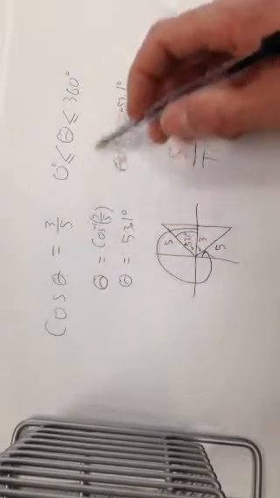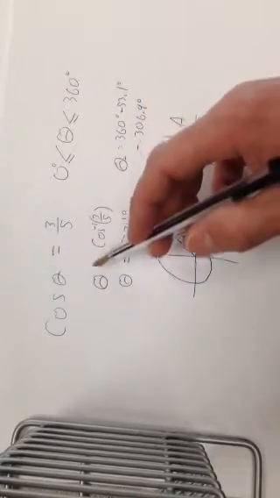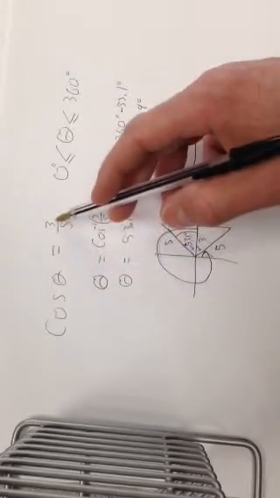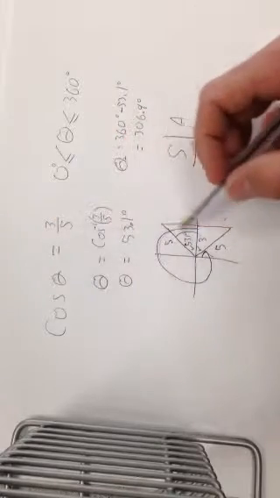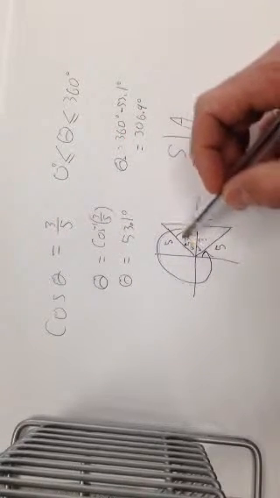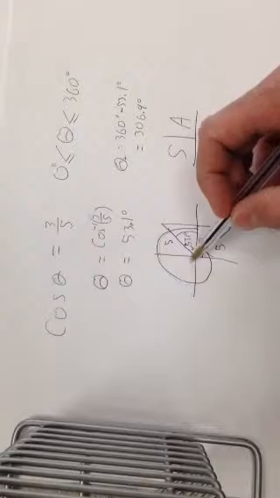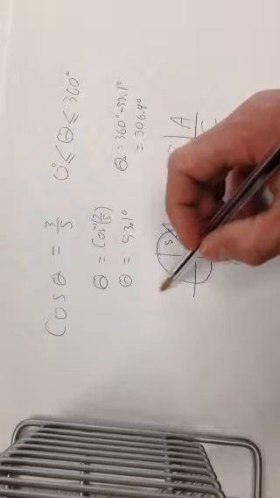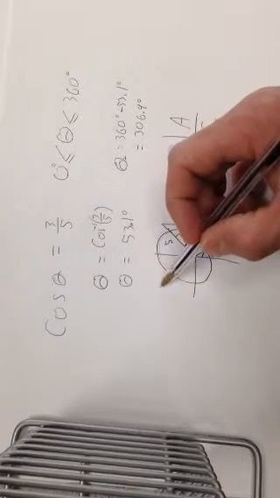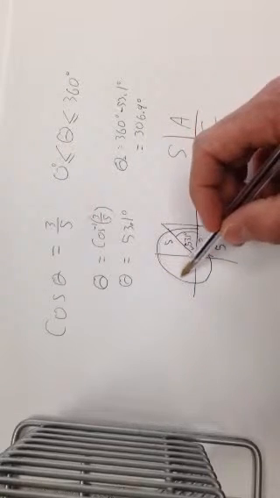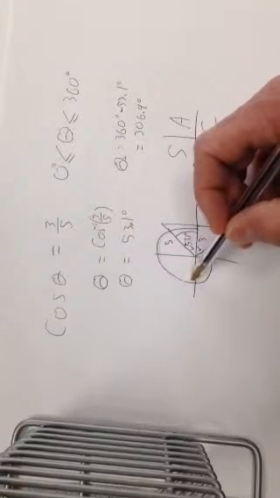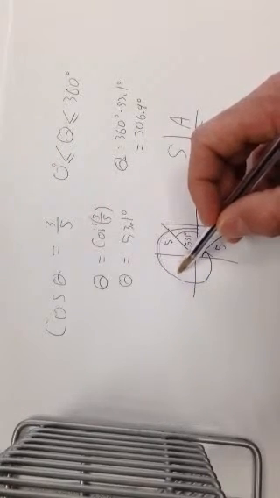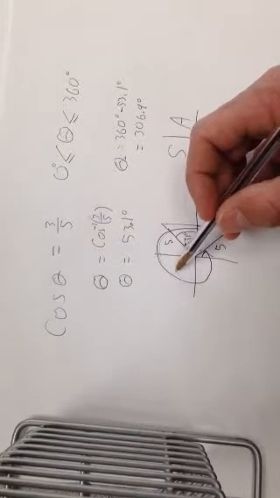Let's say we were doing sine instead. If the sine of the angle was 3 over 5, that would bring us into this quadrant to start with, but we'd be looking for our second answer over here. And if our second answer was over here, our reference angle would be here, and we would subtract our reference angle from 180 degrees instead of 360.